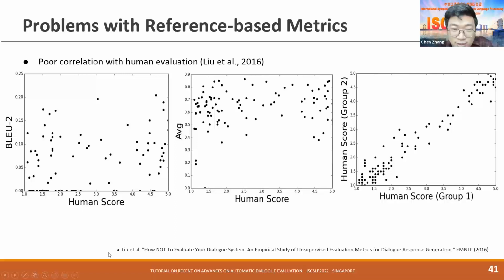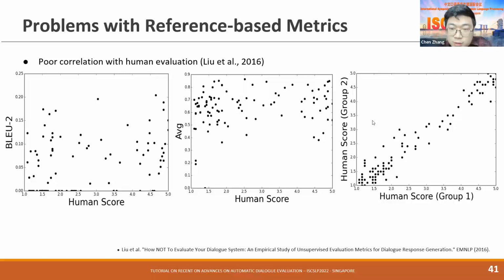Thanks Luis for the detailed introduction of the dialog system in general and the reference-based metrics. So now let's dive into the reference-free metrics, which try to address some of the problems encountered by the reference-based metrics. By reference-free, we mean that the input to the metric is just the context as well as the hypothesis. So we don't do quality estimation based on human-written references.